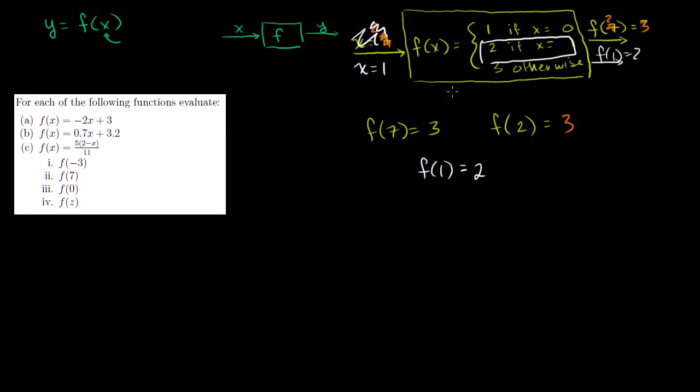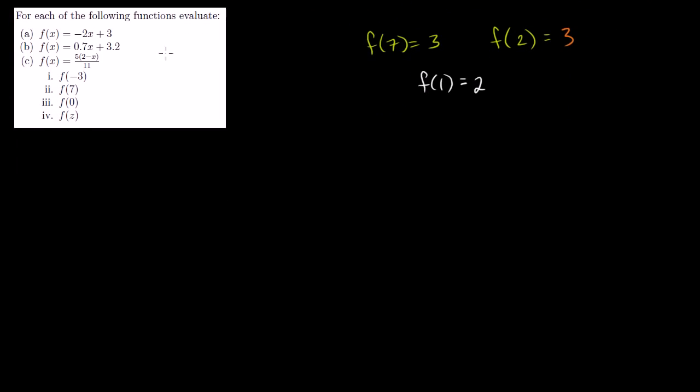Now, with that in mind, let's do some of these example problems. They tell us, for each of the following functions, evaluate these different functions. These are the different boxes they've created at these different points. So let's do part A first. They're defining the box. f of x is equal to negative 2x plus 3.